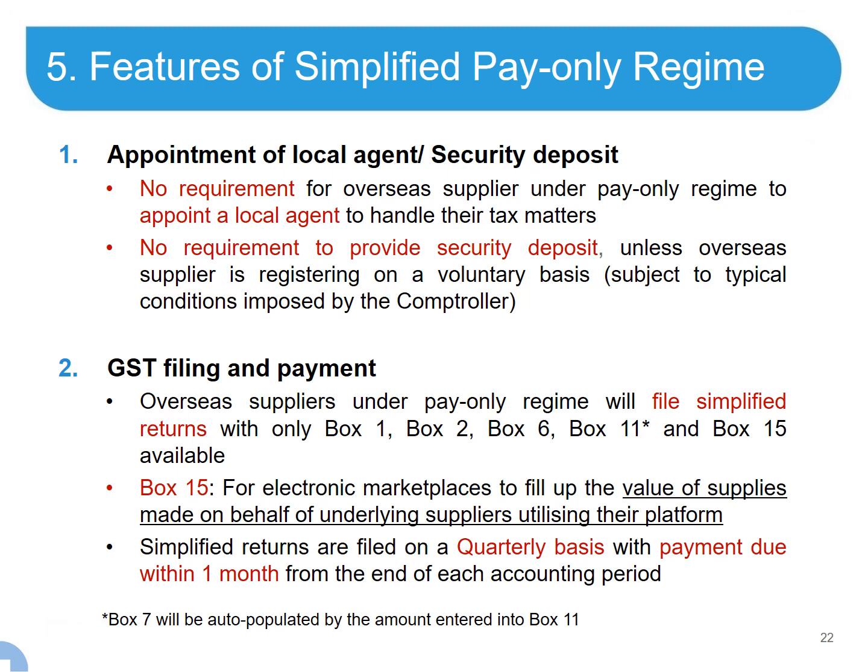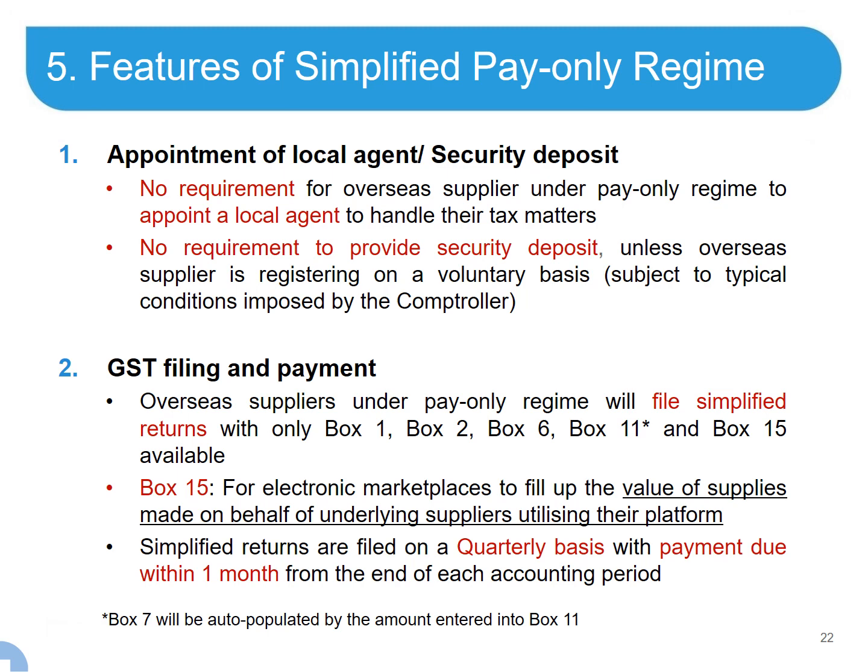Overseas suppliers that are not required to register may do so on a voluntary basis if they make supplies of digital services to non-GST registered persons in Singapore. However, such voluntary registrations may be subject to additional conditions imposed by the controller. Overseas suppliers under pay-only regime will also file simplified returns with only 5 boxes in the GST returns. The other boxes in the GST return will be deactivated.